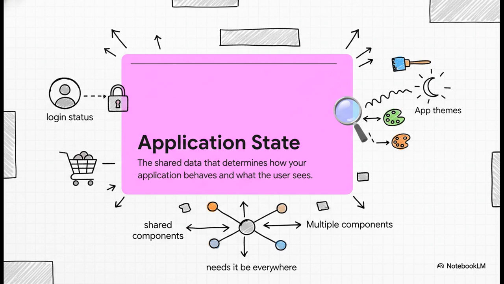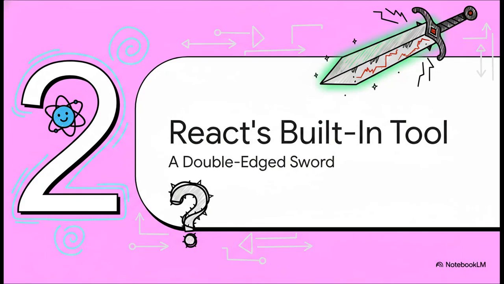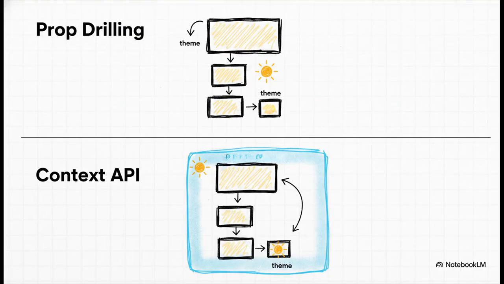You know, stuff like, is the user logged in? What's in their shopping cart? Are they using dark mode? When lots of different components all need to know and change that same data, well, that's when things start to get tricky. So let's start with the tool that React gives us right out of the box. At first glance, it seems like the perfect solution, but as we're about to see, it's a bit of a double-edged sword. And that tool is the Context API.